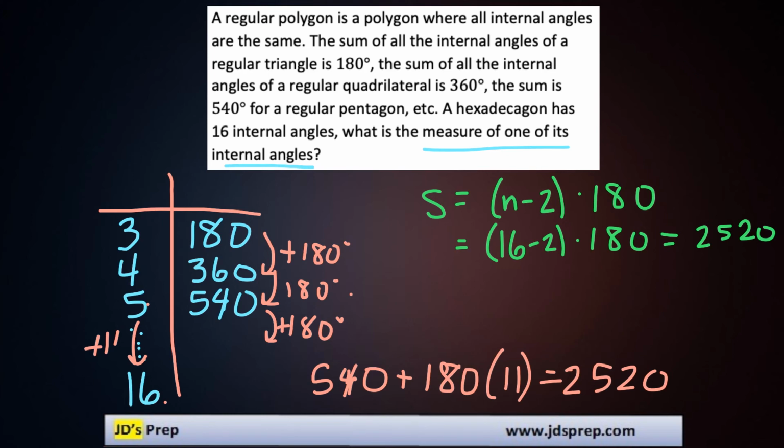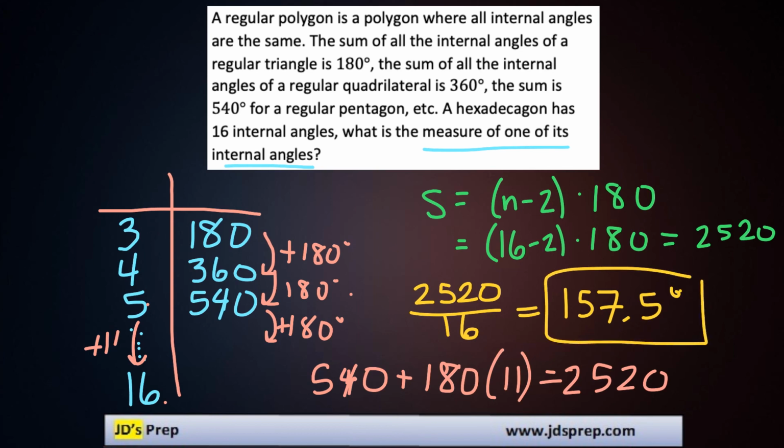But remember, the question's not asking us for the sum of the interior angles, it's asking for the measure of one of them. So pretty simple step there. All we need to do is to take the sum of all 16 angles, divide it by 16 to get the measure of one of those interior angles, which happens to be 157.5 degrees.